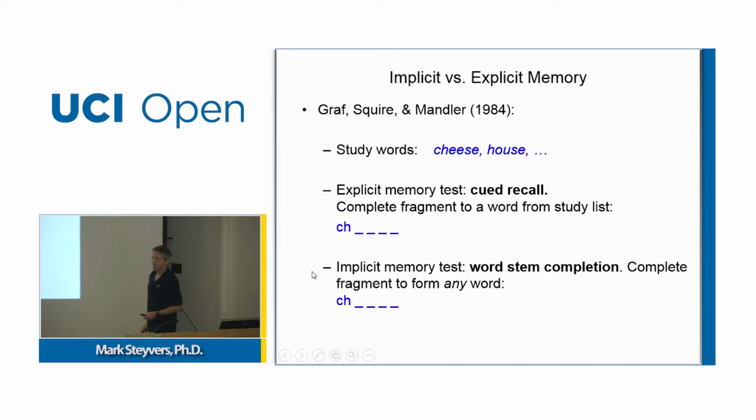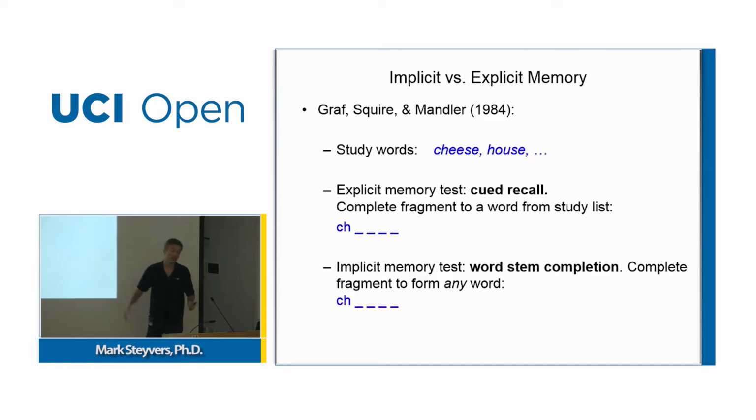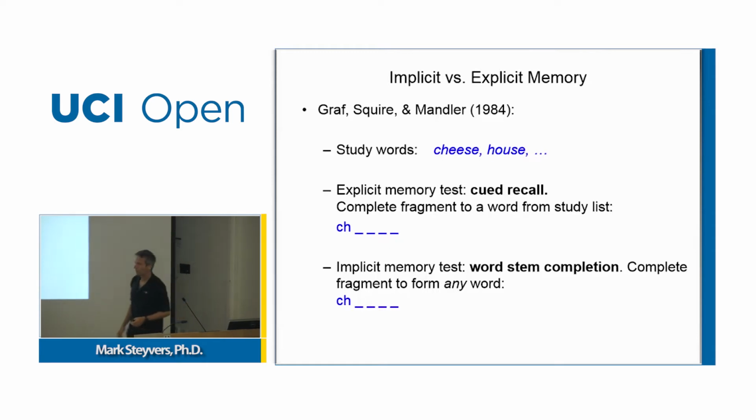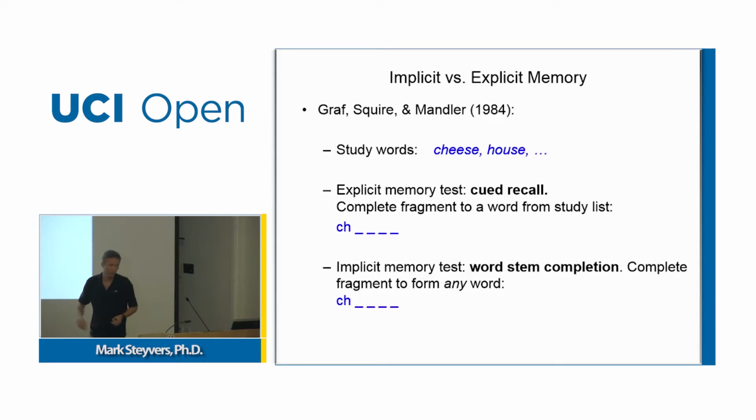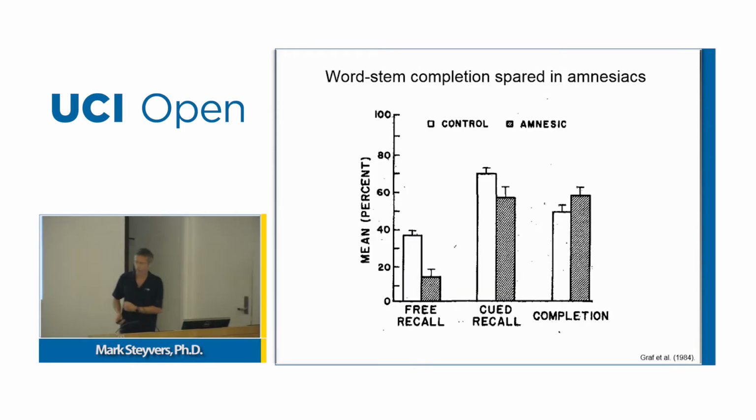Now another test is implicit memory, where you just have to complete in any way that makes a word. So it could be choose, could be chance. There's probably tons of ways to complete that word. Now they did this experiment with two groups of subjects. Normal controls, people like you and me, and amnesics. So here are the results.